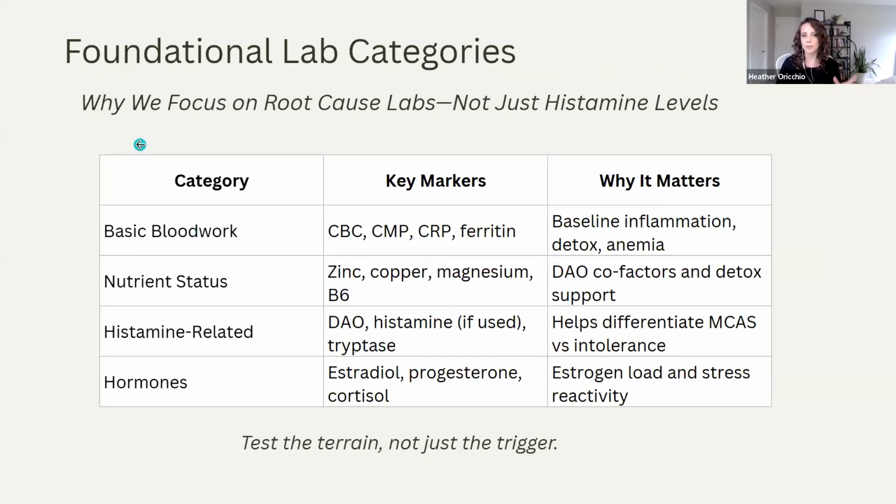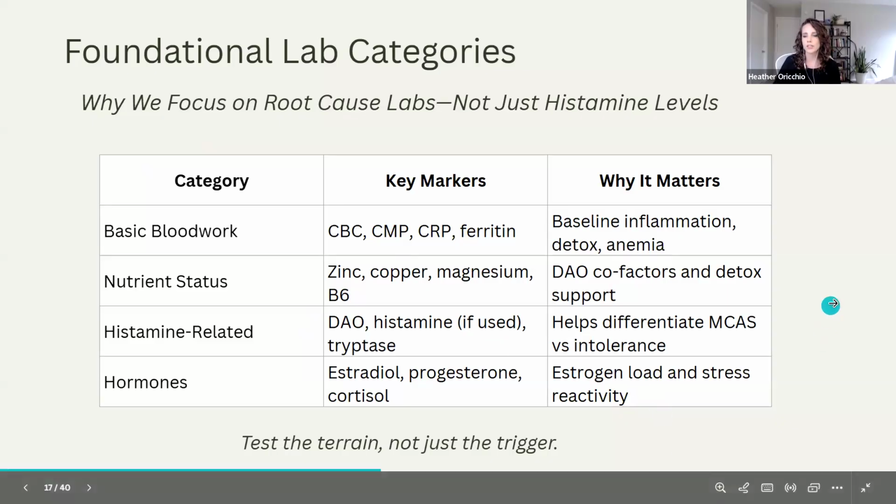When we're looking at the basic blood work, of course, we know we want to see CBC, CMP, CRP, ferritin. This is going to give us information about inflammation, detox, and anemia. Then the nutrient cofactors that we need in order to support the DAO enzyme. The histamine related markers: if you wanted to test for them, you could test their DAO levels, you could test for histamine, you could test for tryptase. And then for the hormones, definitely want to take a comprehensive look at estradiol, progesterone, and cortisol, and this is going to show, of course, the estrogen load, detox, and stress reactivity.